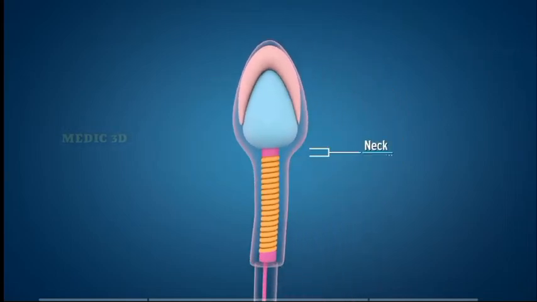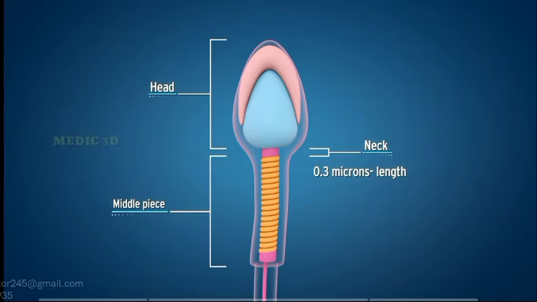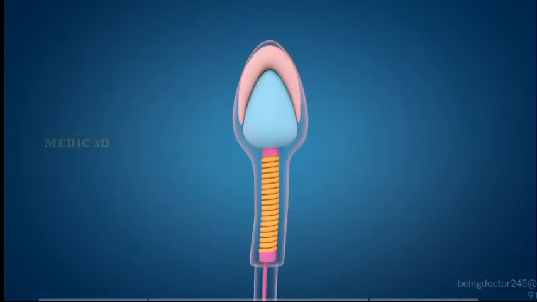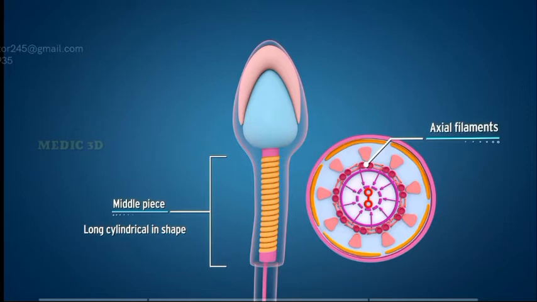The neck is a small constriction between the head and the middle piece that measures about 0.3 microns in length. At the posterior pole of the nucleus, 2 centrioles are present, which are the proximal and distal centrioles. The middle piece is long, cylindrical in shape and made up of axial filaments and is surrounded by mitochondria, which provide energy for the movement of the sperm.